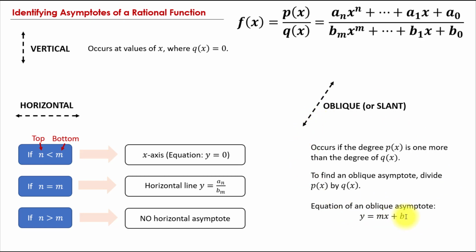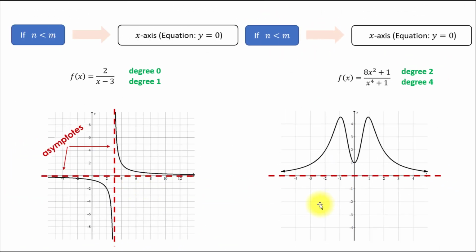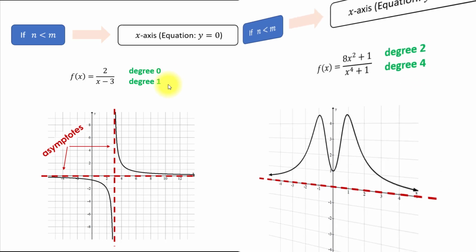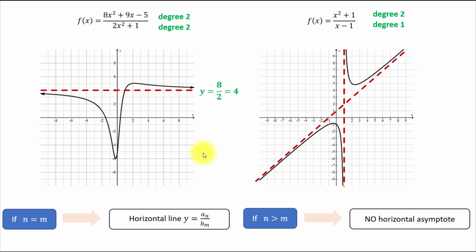Let's check oblique asymptotes in our 4 examples. The first 2 don't have any oblique asymptotes. Why is that? Well, because for each, the degree of the numerator is not exactly 1 more than the degree of the denominator. Graph 3 doesn't have an oblique asymptote as well, and that's because the degree of the numerator is exactly the same as the degree of the denominator. It's not 1 more. However, graph number 4 does have an oblique or slant asymptote.